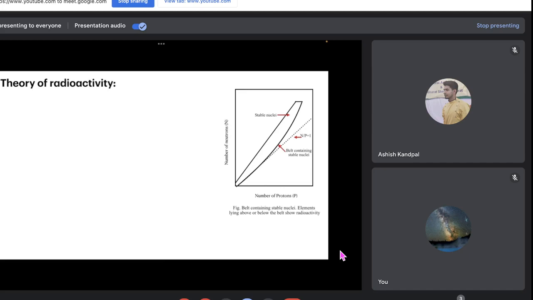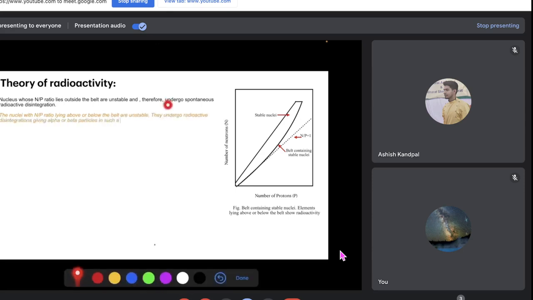The theory of radioactivity states that a nucleus whose N upon P ratio lies outside the belt is unstable, and therefore it undergoes spontaneous radioactive disintegration. The nuclei with N upon P ratio lying above or below the belt are unstable, so they undergo radioactive disintegration, giving out alpha or beta particles in such a manner as to yield some stability or stable nuclei.